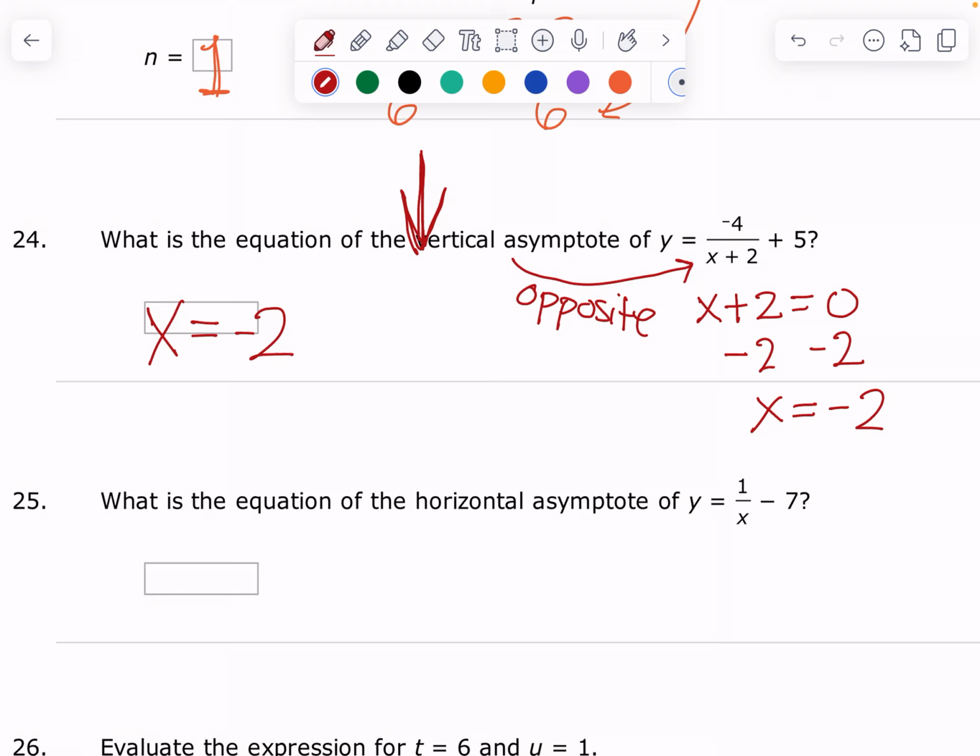The horizontal asymptote is the other one. So it's this number right here, and you need to remember it's just the y equals. So it's just going to be y equals -7.